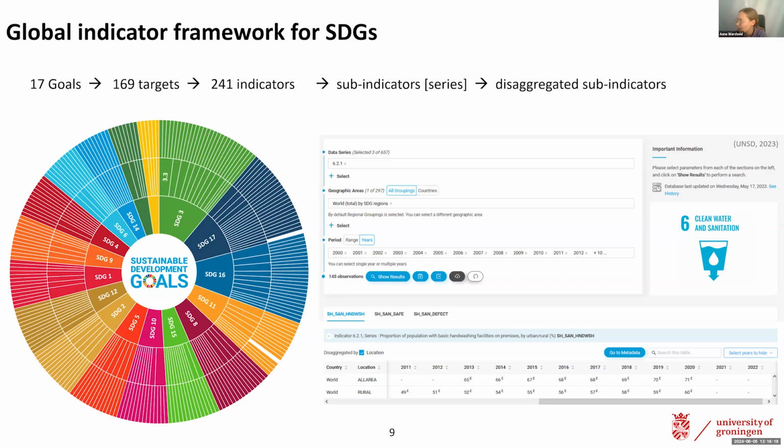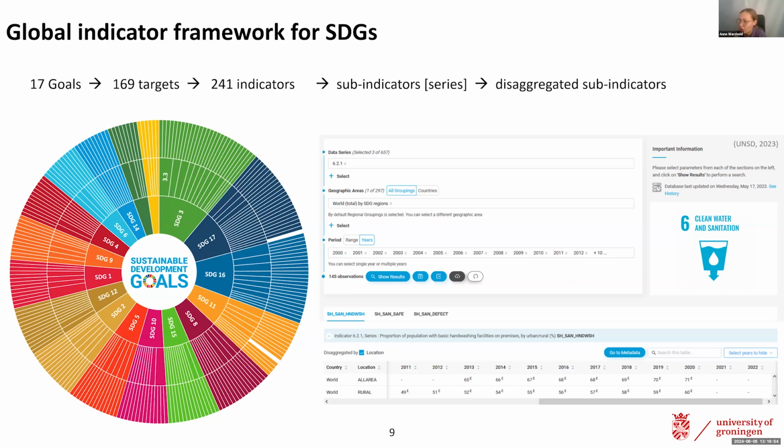SDG 6 is about clean water and sanitation. And then, I don't know if you can see it clearly, you have different data series for the indicator 6.2.1, namely 3. This means you have 3 sub-indicators for this defined indicator. And what are these 3 sub-indicators? Well, for one, it's the proportion of population with basic hand washing facilities. Then it's about safe access to these hand washing facilities, and it's about open defecation.